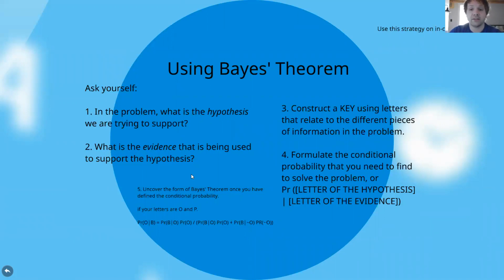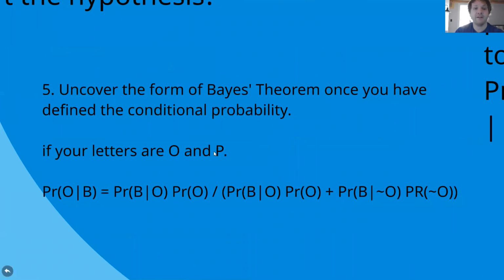So fourth, then you'll formulate the conditional probability that you need to solve the problem. In this case, I have it represented as the probability of the letter representing the hypothesis if we assume the letter that we're using to represent the evidence. So for example, we can take the form of Bayes' theorem after we do that. If we use O and B, then we're treating O as the hypothesis and B as the evidence. We would know that this is the ratio that records the degree to which the observation B supports O. Sorry, that says P, it should be B.